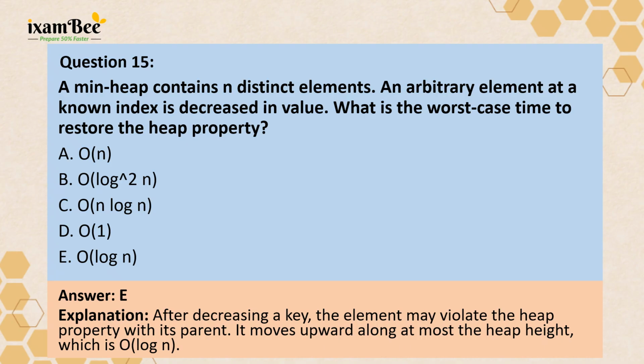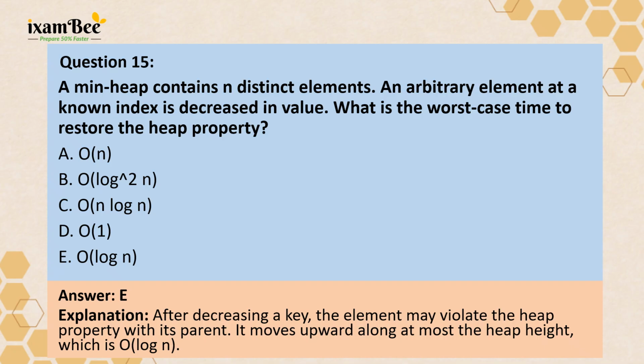When you decrease a key in a min heap, the only property that can possibly break is the relationship between that node and its parent. It might now be smaller than its parent, violating the min heap rule. To fix this, we bubble the element upwards, swapping with its parent repeatedly until either it reaches the root or it finds a parent smaller than itself.